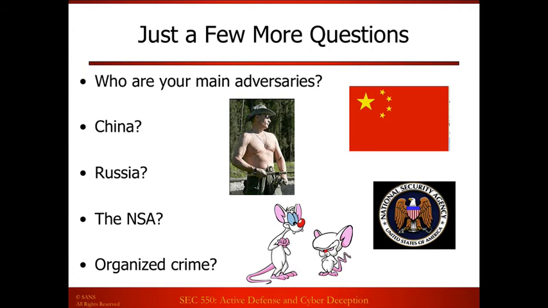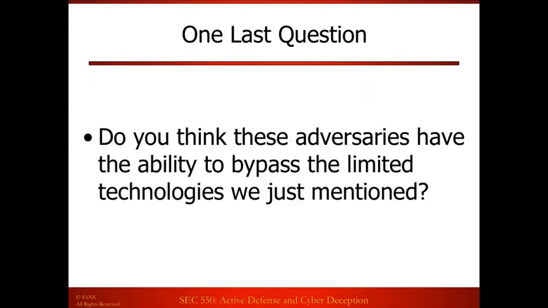Who are your main adversaries? Who keeps you awake at night? Is it China? Is it Russia? Is it the NSA? Is it organized crime? Are these the people that freak you out? Because if so, do you think that the adversaries have the ability, time, money, rocking abs to bypass the limited technologies we just mentioned? Of course they do. Before they even get into an attack scenario on your network, they already know roughly what technologies you're using, and they already know roughly how to bypass those technologies.